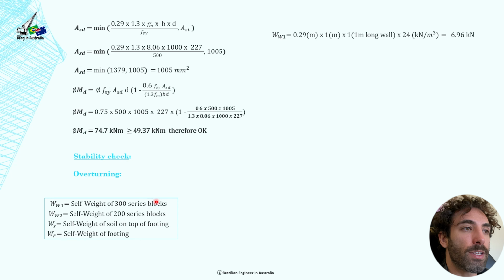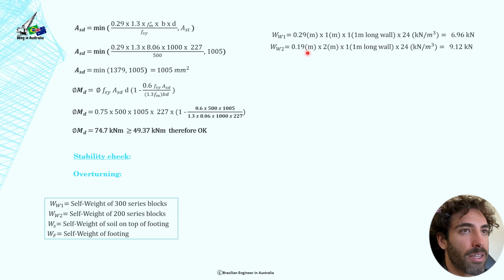The self-weight of the 300 series block is the thickness of that block, which is 290 millimeters, 0.29 meters, times 1 meter of height of block, times 1 meter long wall, times 24, which is the unit weight of the concrete block. That gives us 6.96 kilonewtons. Now the 200 series blocks are 190 millimeters thick, which is 0.19 meters, times 2 meters high, because we've got a 3 meters high wall. So if 1 meter is the 300 series, the remaining height is 2 meters. So we're going to use 2 meters times 1 meter long wall. Remember, 1 meter into the page, times the unit weight of the concrete block.